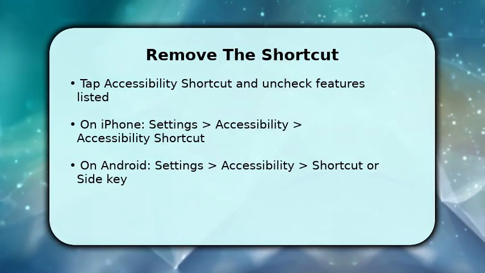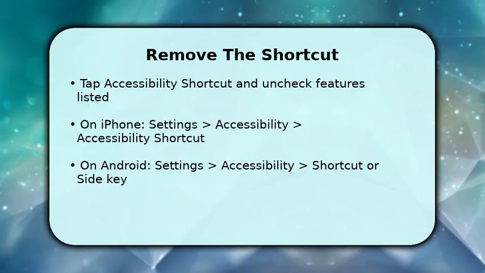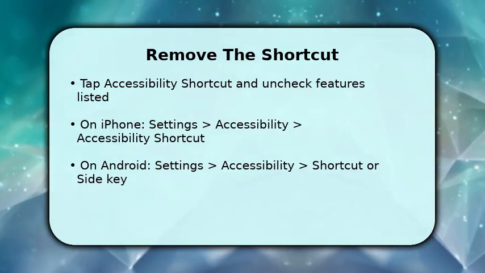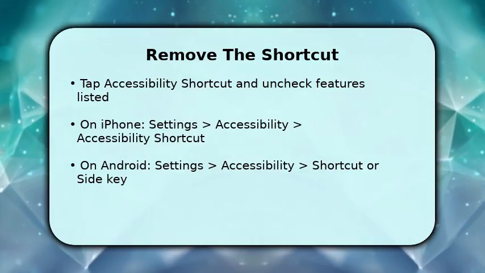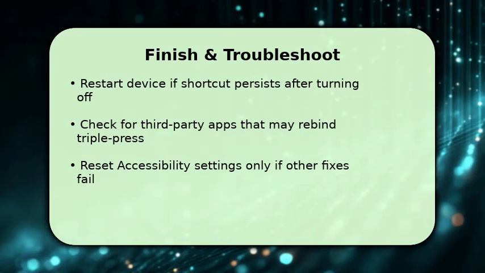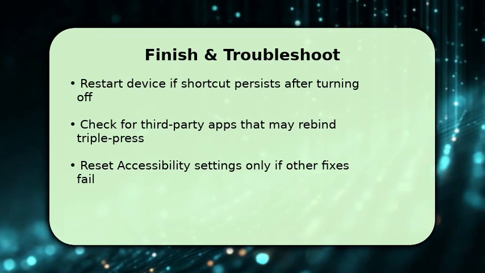For side key shortcuts, adjust the triple press action to off or assign it to none so the shortcut will not re-enable accidentally. To finalize, restart your device so the system applies the removal cleanly. A reboot often clears lingering triggers.